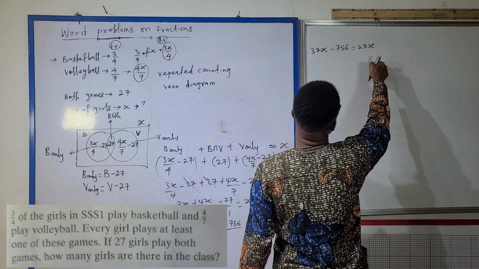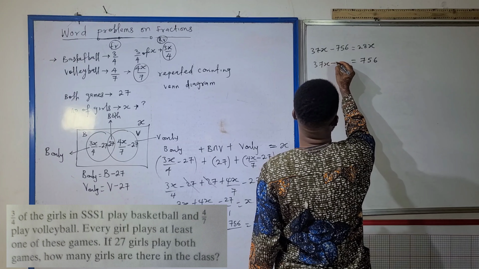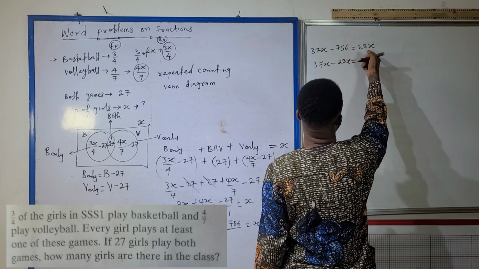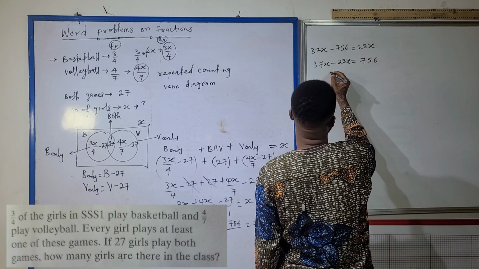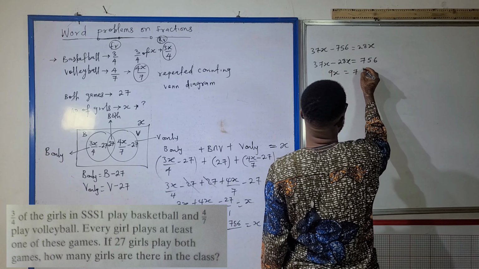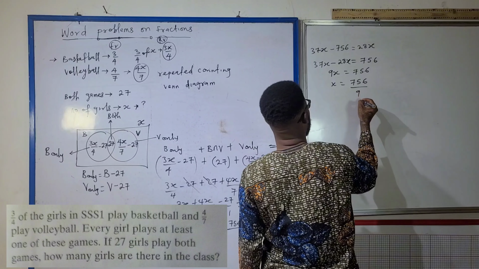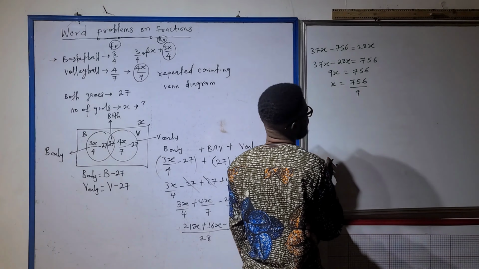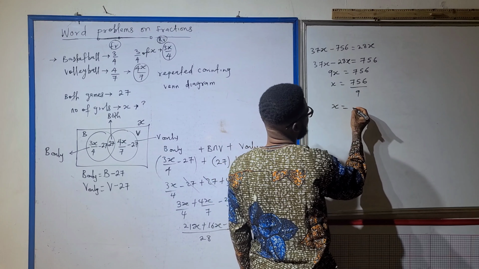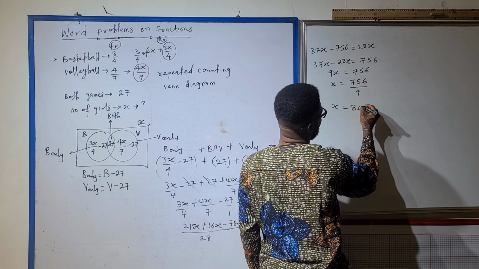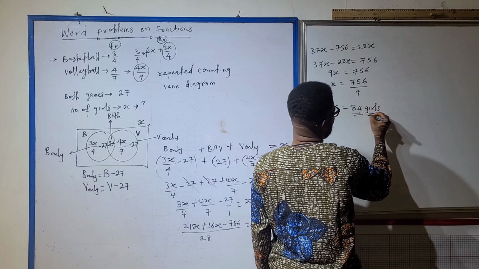So if I move this here, that becomes 756. 37X minus 28X, because this is moving to this side. So 37 take away 28 is going to give you 9X equals 756. X equals 756 divided by 9. So this here is going to give me X equals 84. Yes, 84. So I have 84 girls.